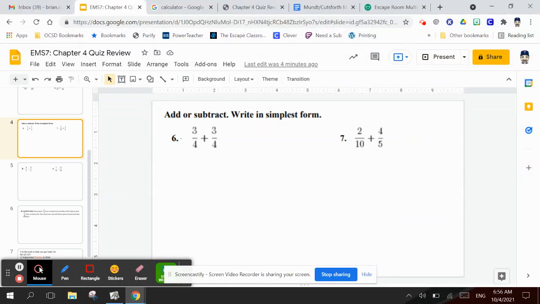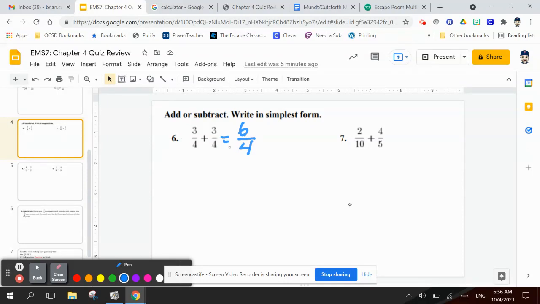Number 6 and 7, we have to add or subtract. We have to write our answers in simplest form. So we have 3/4 plus 3/4. Well, with common denominators, we can add or subtract straight across. So since the 4's are common, I'm going to leave 4 as my denominator and add the numerators. So 3 plus 3 is 6.